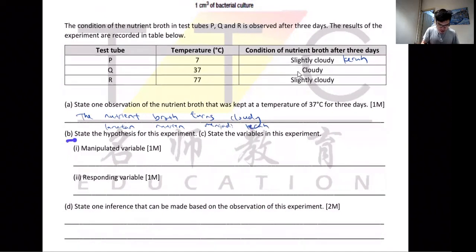State the hypothesis for the experiment. There's a typo here, guys. C should be down here, and B is another question. They should draw a line here. But there's a typo, so I'm going to write my answer here. So what's the hypothesis? 37 degrees is the optimum temperature for bacterial growth. 37 Celsius adalah suhu optimum.